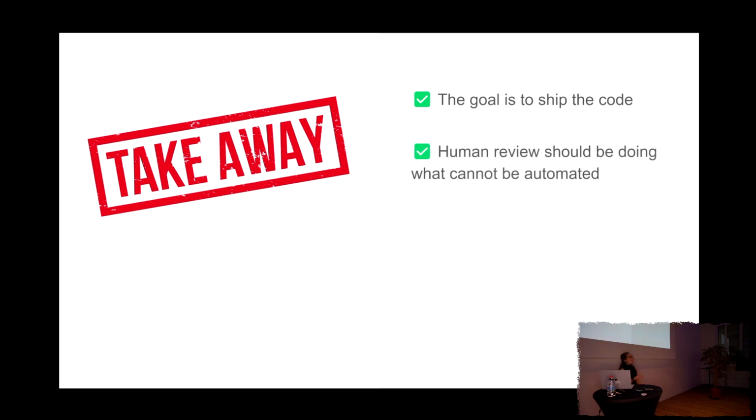Well, I reached the end of my talk, and for those who fell asleep, hopefully no one fell asleep, this is the most important slide as a takeaway. First of all, the goal is always to ship the code to industry and not to prove how smart you are. Second, human review should be focused on things that cannot be automated. So let the things that can be automated go to those tools that can help us do that.